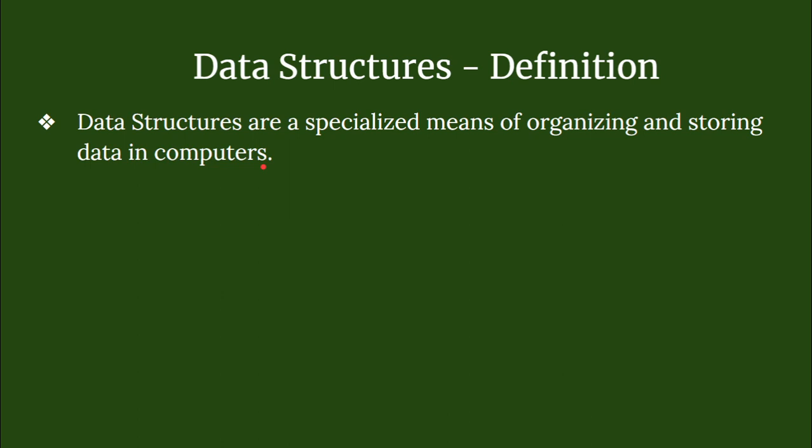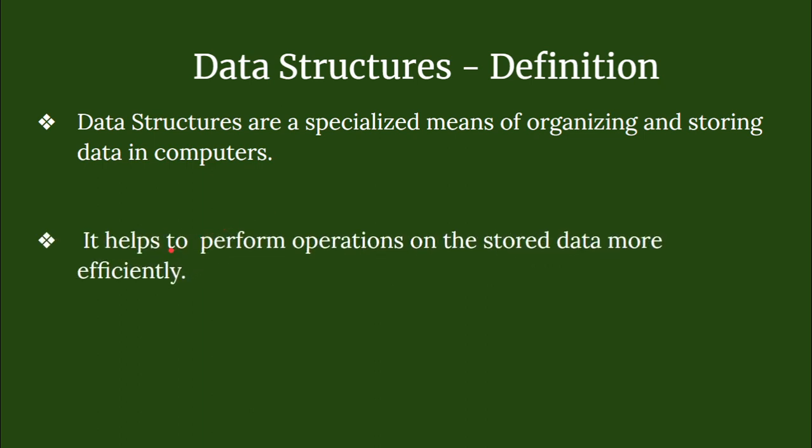So we have data, and we have primary and secondary data. The primary data are simple data or single data. Secondary data are the derived data like arrays, records and so on. So these data structures give a special meaning of how to organize or arrange that data in computers in an effective manner, and also how to access it. That is the definition of data structures. It helps to perform the operations on the stored data more efficiently.